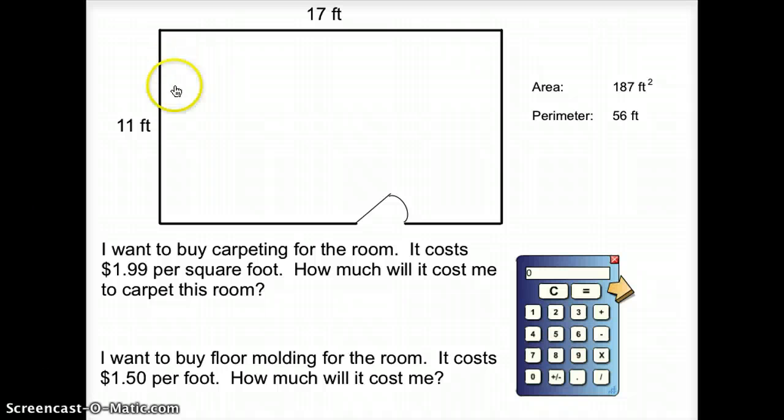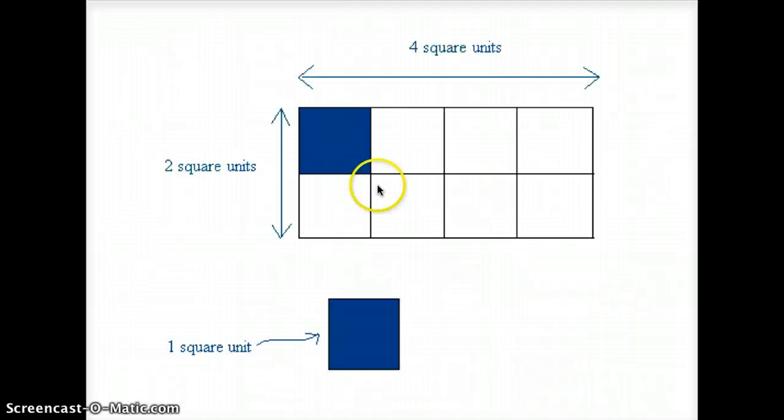Again, for carpeting, you're going to want to cover the surface area of the room. Right here it says I want to buy carpeting for the room. It costs $1.99 per square foot. How much will it cost me? I have 187 square feet. And the reason we call it square feet, once again, is that I have a square unit here. Pretend they were feet. It would be 1 square foot here, 1 square foot here, and a total of 8 square feet. So that's why you use the term squared.